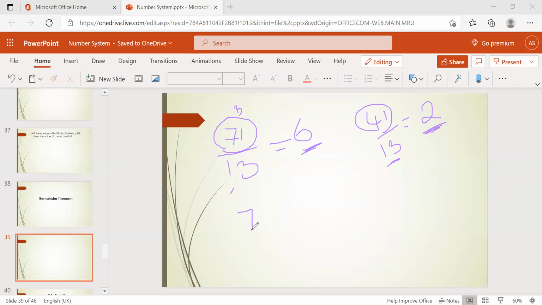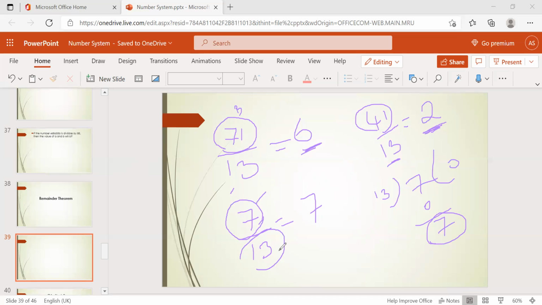And if I divide 7 divided by 13, what is the remainder? 7 itself. How are we getting 7 itself? See, 13 into 0 is 0, and we get 7. So whenever the numerator is less than the denominator, the remainder will be the numerator itself. Even 11 by 13: whenever you are dividing a smaller number, the same number will be the remainder. Even 11 itself is the remainder.